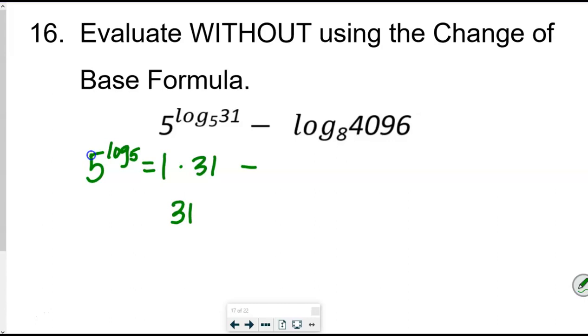Now what we want to do here is we want to get log base 8 of 8, because again, that's going to be 1. So what we're looking for then is 8 to what power is 4096. So you could do 8 to the second, which would be 64.